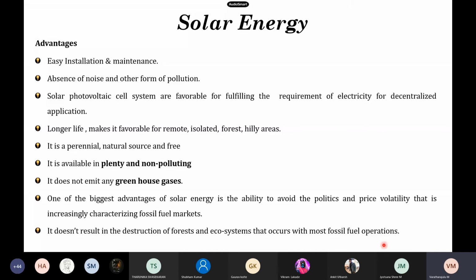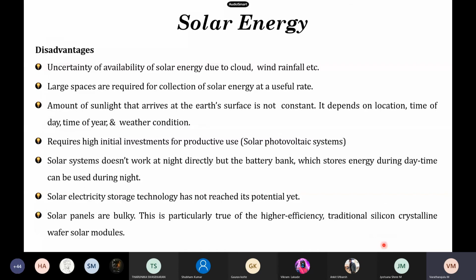And when we are discussing the advantages, it has its own disadvantages: uncertainty of availability of solar energy due to cloud, wind and rainfall, and large spaces are required for collection of solar energy. See here, we need light energy. We don't need the heat energy, we need light energy. The sunlight that arrives at the earth's surface is not constant, it depends on the location, time of day, and the weather condition, and the initial investment of the solar system is huge.